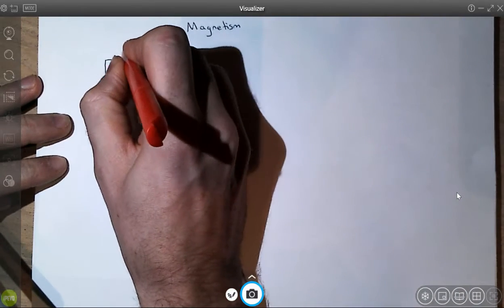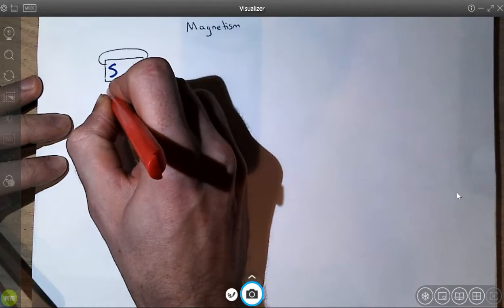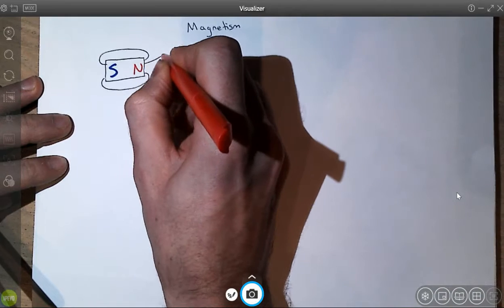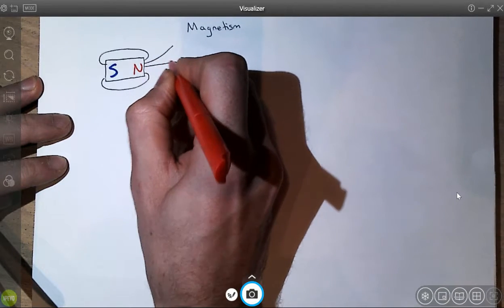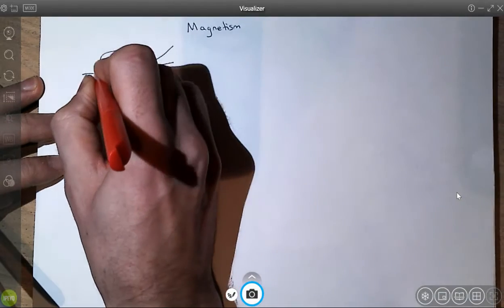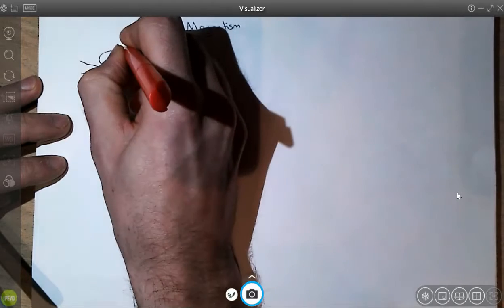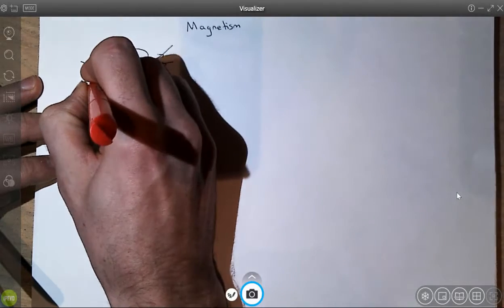So we need to draw some field lines that go out one end and come back the other end. And then we need to draw some field lines that don't join up, and these represent the ones that actually go really, really far into space. And then we need to draw the arrows from north to south, which is the convention.